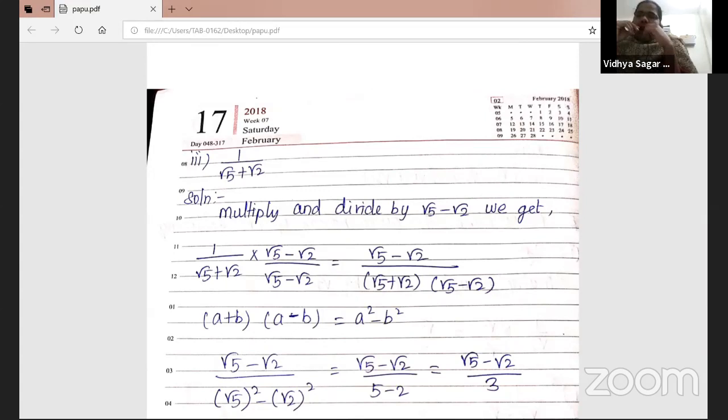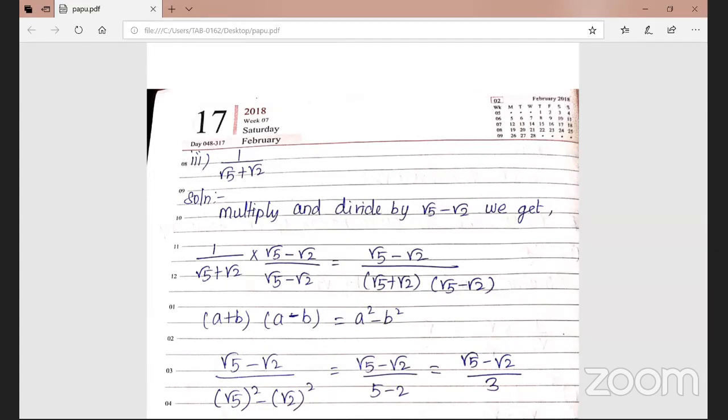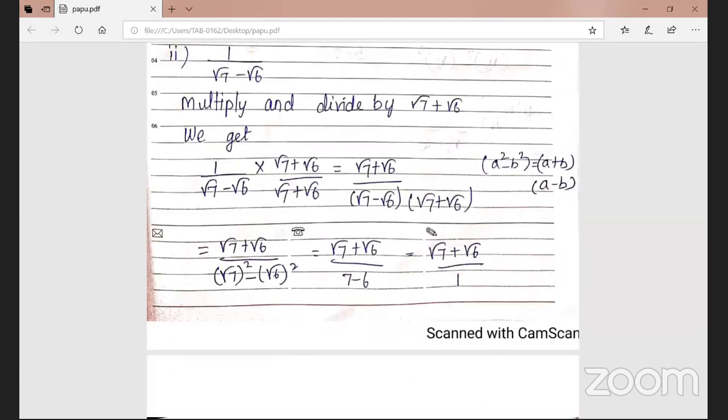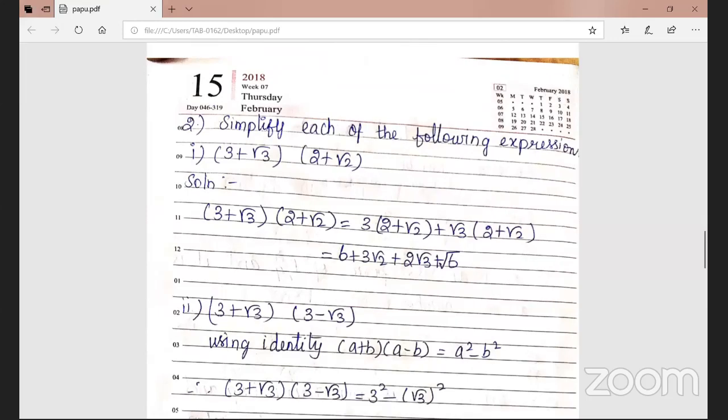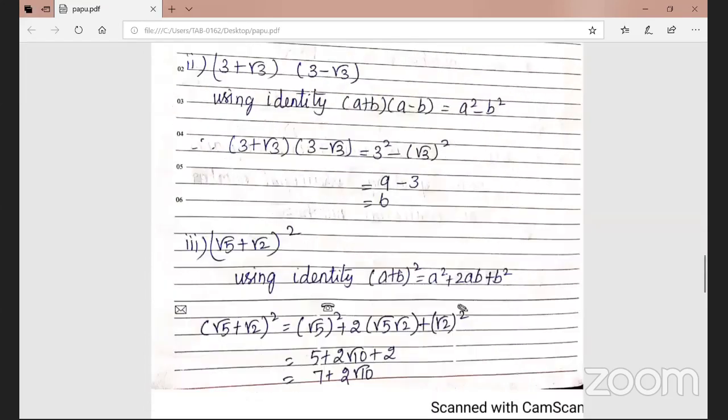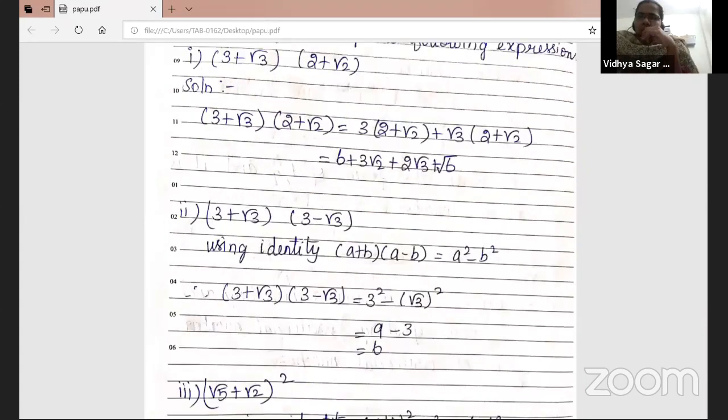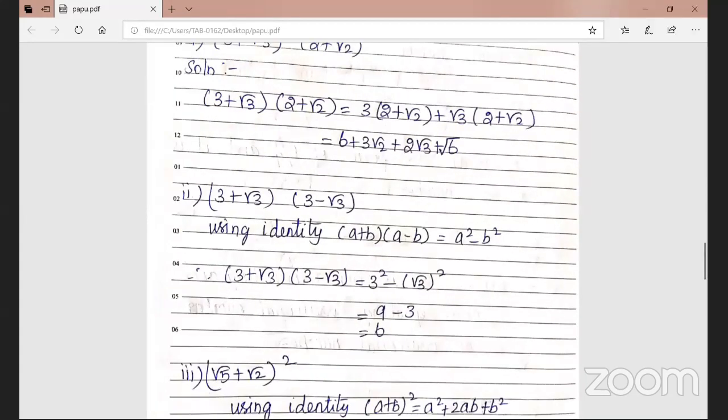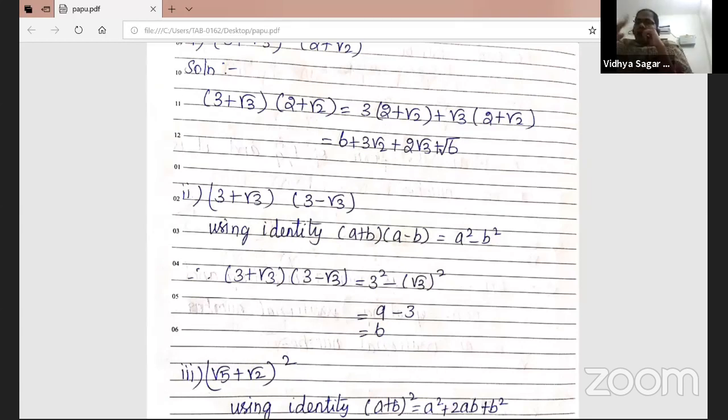Which question? The previous question, ma'am. 3 plus root 3 into 3 minus root 3. See, it is in the form of an identity. How will you cancel the root? It is 3 plus root 3 into 3 minus root 3. Right? That is the question, right, Janvi?